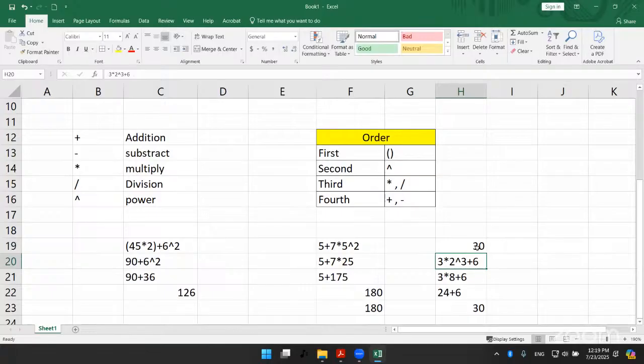Yes, 30. How did you get the 33? Check. It should be 30. 3 multiplied by 8 is 24. This is not power. That's why you need to keep the order in your mind. This is not a power. This is only multiplication.